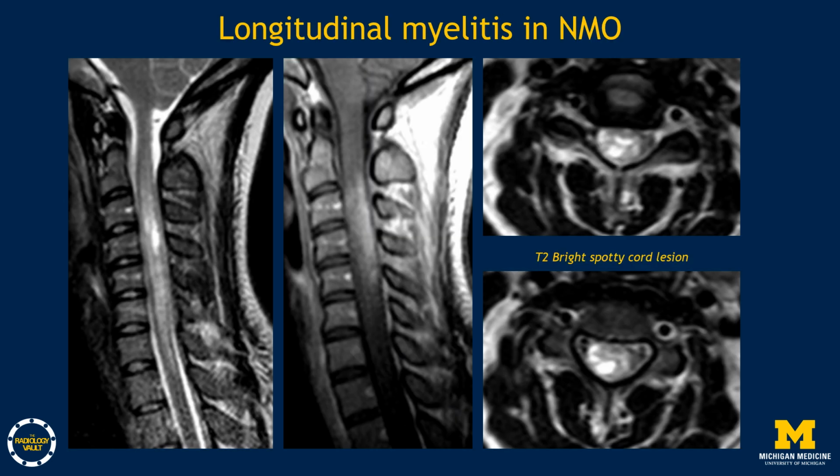The myelitis in NMO is more extensive, as we said, 3 or more vertebral bodies in extension with associated contrast enhancement, swelling of the cord, and the so-called T2 bright spotted cord lesion, which is manifested as very T2 hyperintense lesions within the spinal cord.